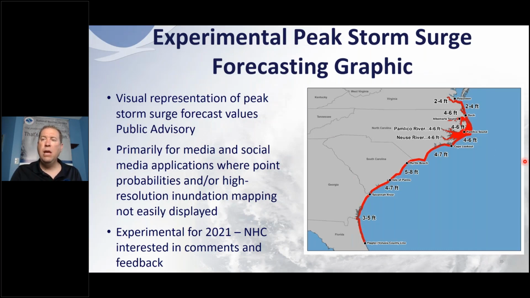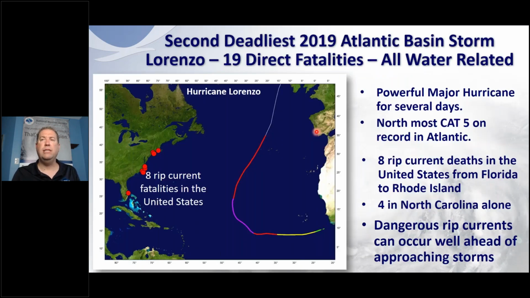Starting last year, we started an experimental map, and that will continue this year. There's the inundation map. That's more for locals. Zoom in. It's on our website. This is more for TV partners and the media, just to message it from kind of the 50,000 foot level. Hey, 4 to 6 feet of storm surge in eastern North Carolina. And then you can dig down for more details.